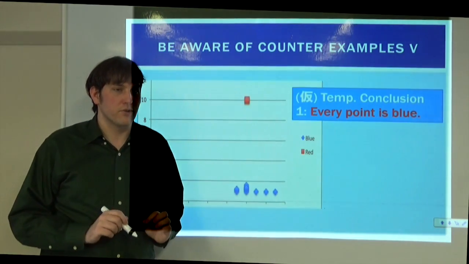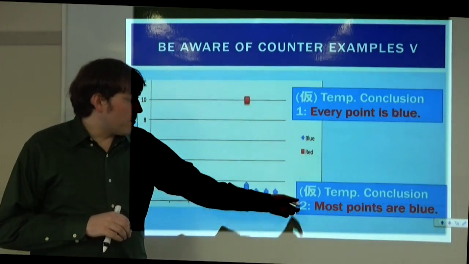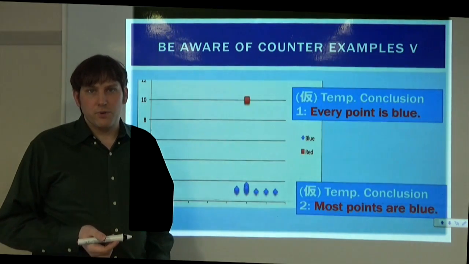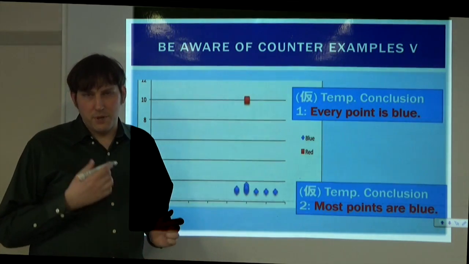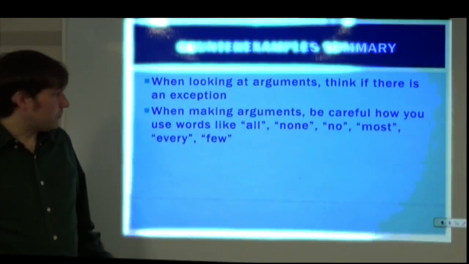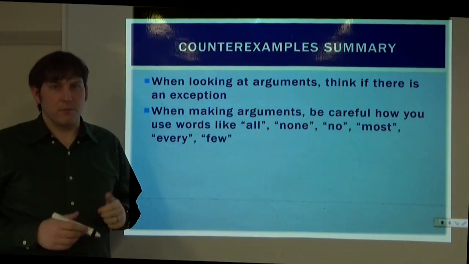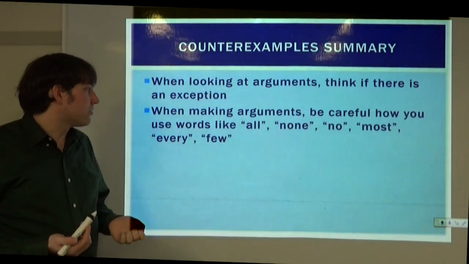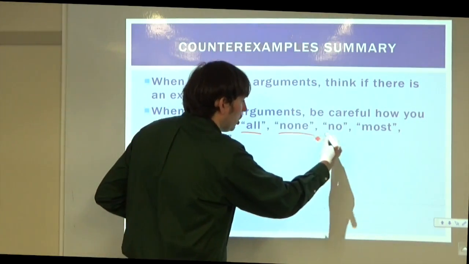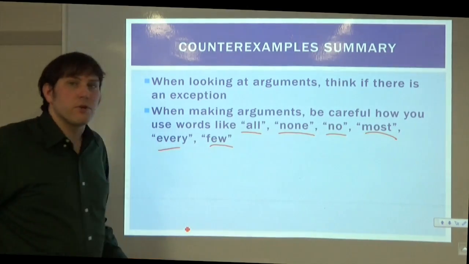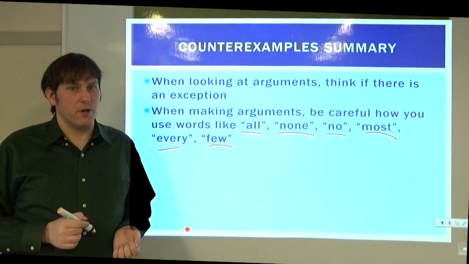But we can fix our conclusion. We can make it a legitimate generalization. And we do that this way. We make the claim, most points are blue. If we do this, we have made an improved argument, because it is the case that most points are blue, because we've corrected for the counterexample. When looking at an argument, think if there is an exception. Think if there is something that breaks the argument. If there is, make a change to fix the argument. Usually these problems will happen because we're using words like all, none, no, most, every, few. We are making claims that it's hard to back up unless you have complete grasp on the data.